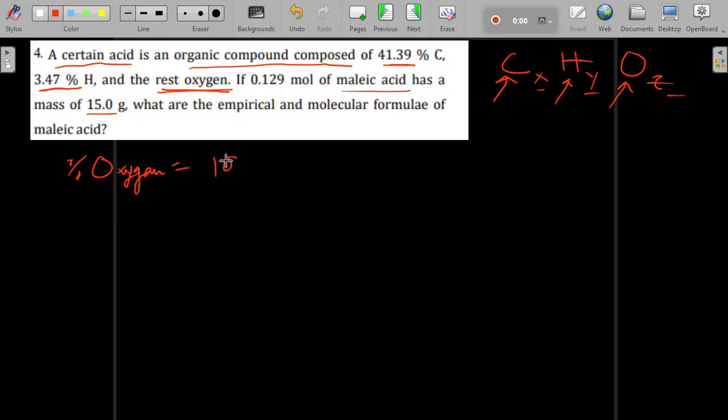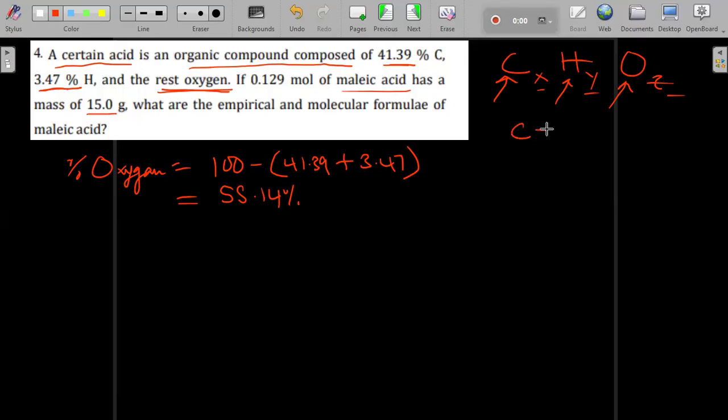So the percent of oxygen is just going to be equal to 100 minus the percent of carbon, which is 41.39, plus the percent of hydrogen, which is 3.47. Let's add and subtract. When we do that, my calculator is saying 55.14%. Make sure you counter-check with yours too. So this 55.14% will be the percent for the oxygen.